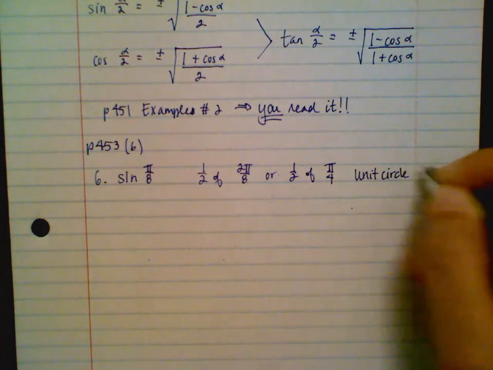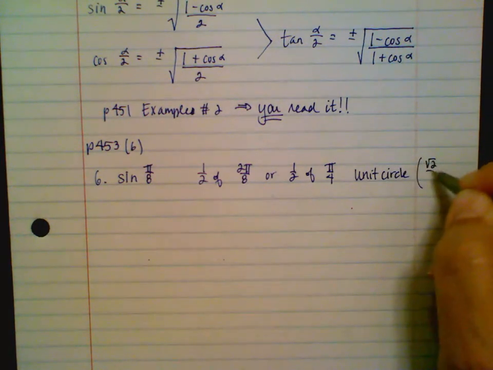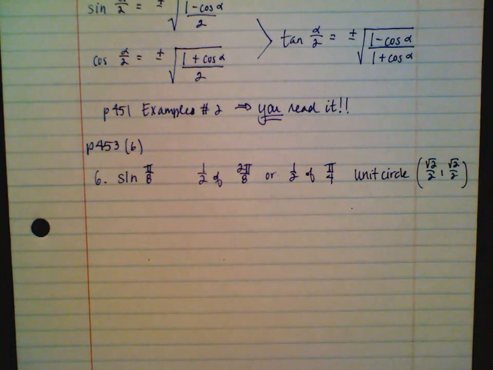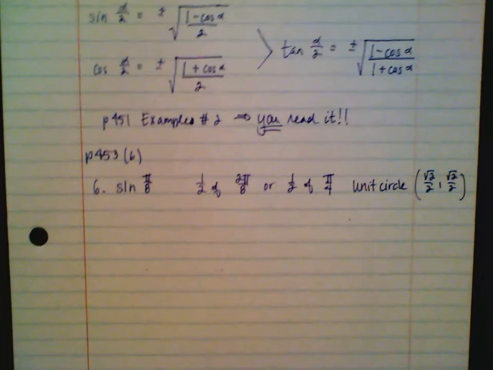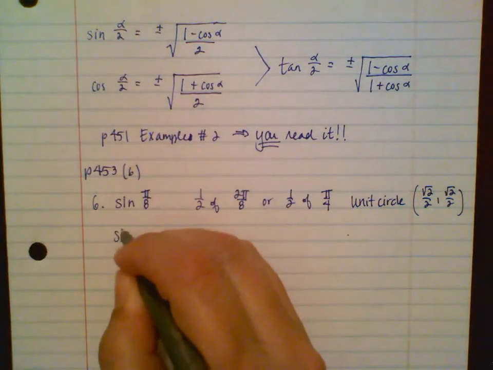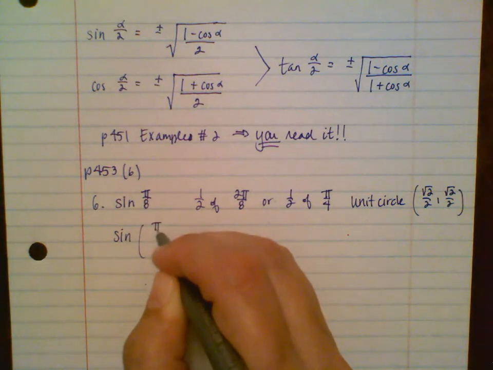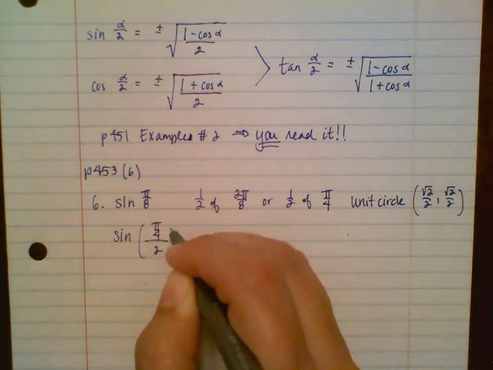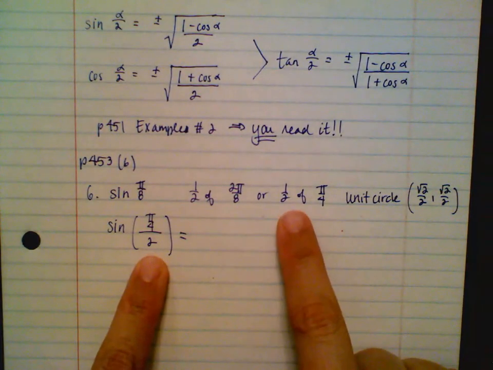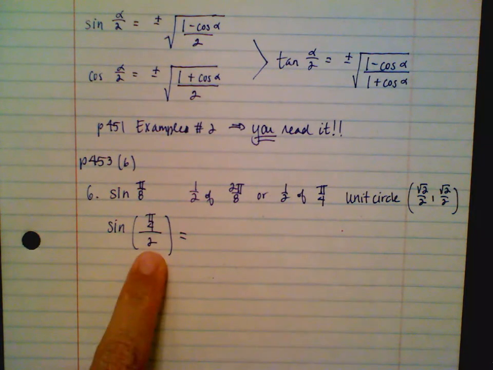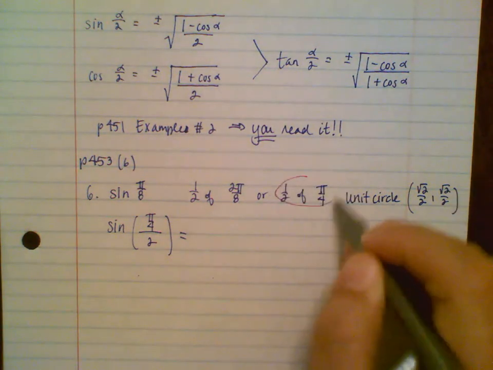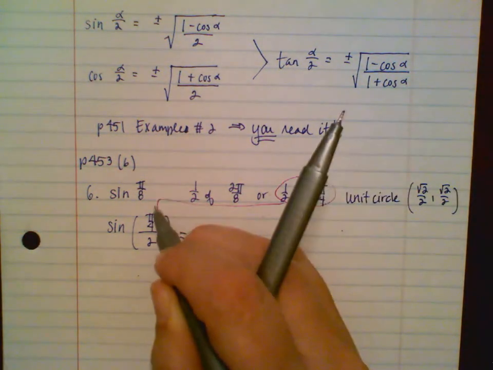On my unit circle, pi over 4 is root 2 divided by 2, root 2 divided by 2. Man, that's going to be nice. Okay, so according to my formula, I'm going to be using this one. Sine of pi over 8 is really the sine of pi over 4 divided by 2. These two things are the same. When you take half of pi over 4, you're dividing by 2. So let's make a note of that. These are equivalent.